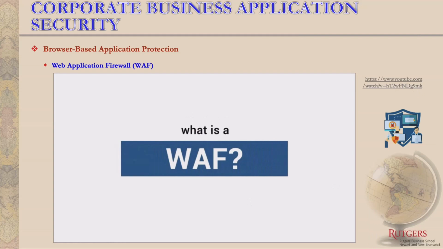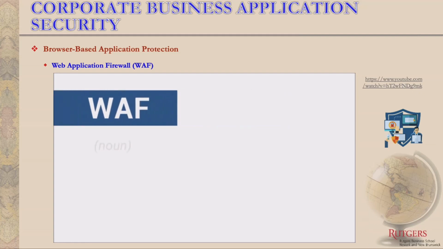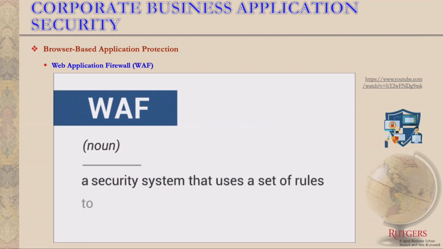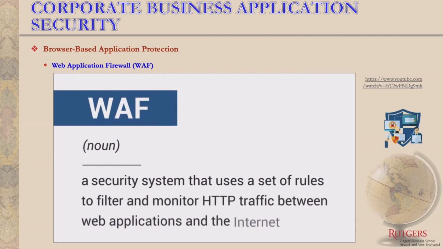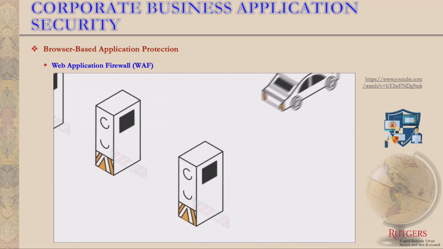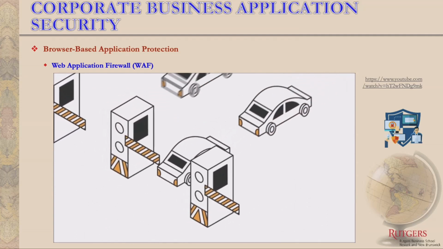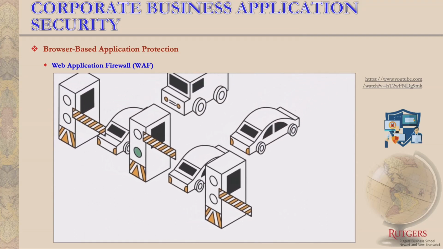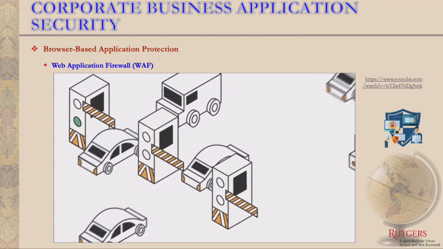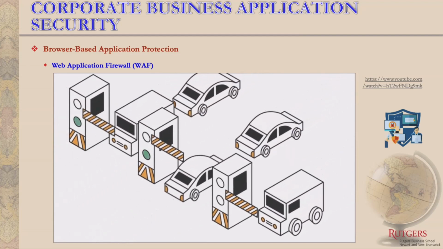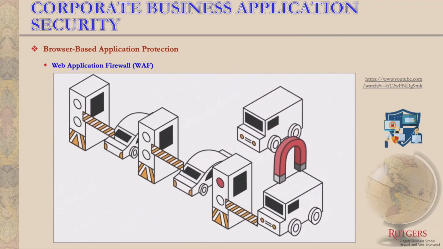What is a WAF? A WAF is a security system that uses a set of rules to filter and monitor HTTP traffic between web applications and the internet. Just as a toll booth allows paying customers to drive across a toll road and prevents non-paying customers from accessing the roadway, network traffic must pass through a firewall before it is allowed to reach the server.